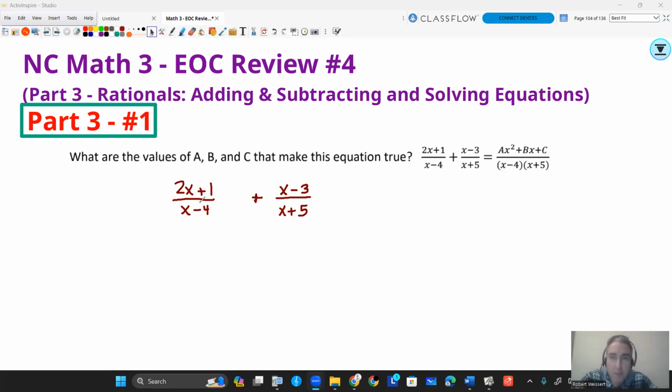So 2x plus 1 over x minus 4 plus x minus 3 over x plus 5. Notice I left a lot of space on there. I'd advise you to do the same. What we're going to do then is make sure everything gets wrapped in parentheses. These are all individual factors, and so they're going to get their own groupings.